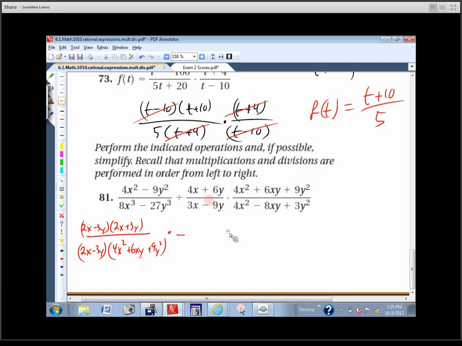Times, let's flip this one over. So take out a 3, I'm left with an x minus y. Put this one on the bottom and take out a 2, I'm left with a 2x plus 3y. We doing okay so far? No, you missed. What did I miss? Oh, there's a 3 here, isn't there? Yeah. Is that it? Good.